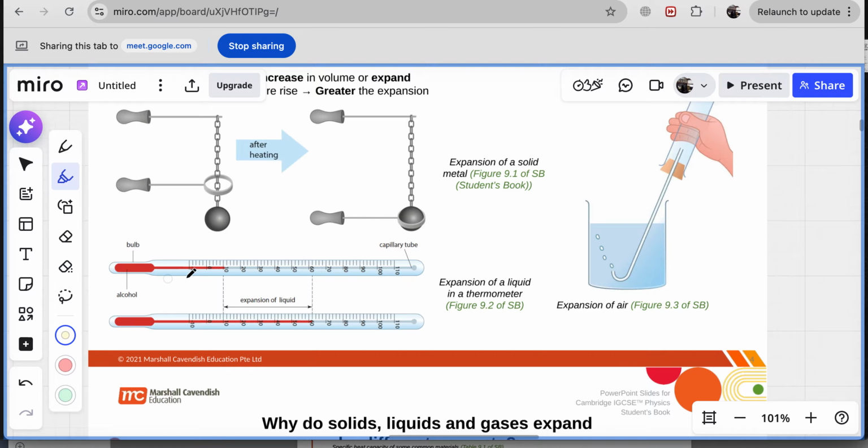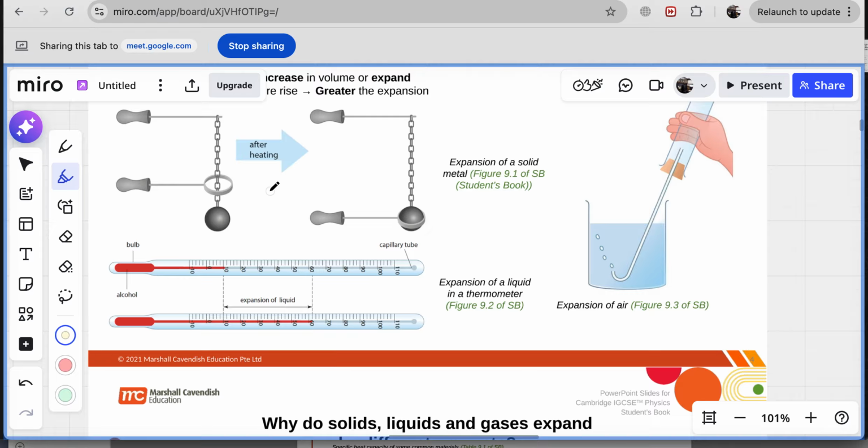Now, when you heat this liquid-in-glass thermometer, the initial flow of the alcohol is from the bulb to 10 degrees Celsius. But when you heat it, the alcohol in the thermometer expands from 10 all the way to 60. So there's a 50-degree expansion. That is the expansion, because liquid expands greater than solid.